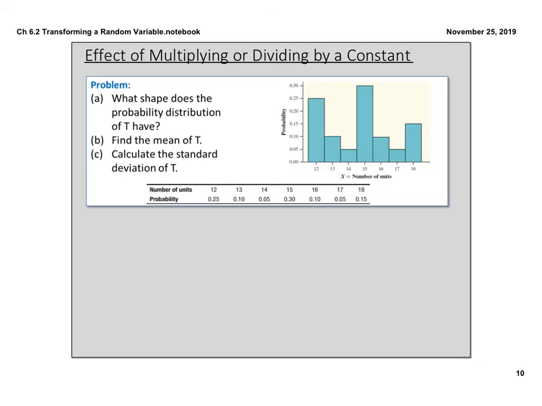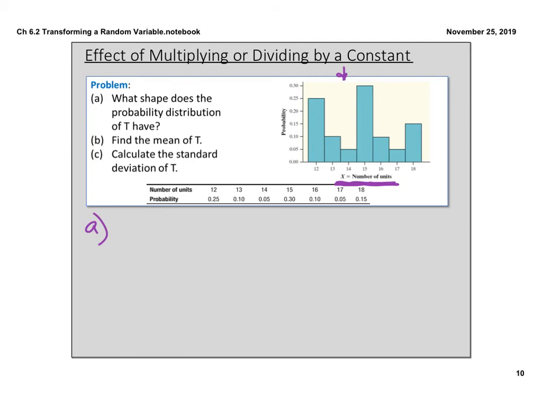So in part A, it says what shape does the probability distribution of T have? Notice that this is the probability distribution of X. But we don't see a histogram of T. We haven't created that. But you know that when you multiply or divide by a constant, your shape is going to stay the same. So I can use this histogram to describe the shape of T. I would say this is kind of a funky histogram.